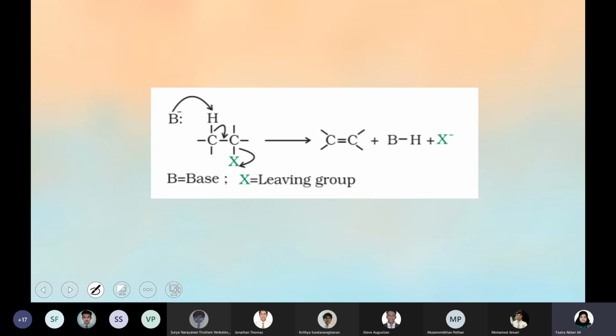Am I clear with this one, dehydrohalogenation? Student: Ma'am, the base is from the reagent. Yeah, always alcoholic NaOH or alcoholic KOH. Student: Okay, ma'am. So NaOH and KOH are bases, right? The alkali, that means they are part of the bases.